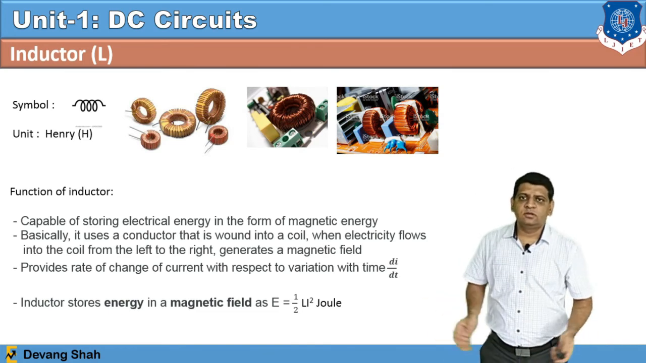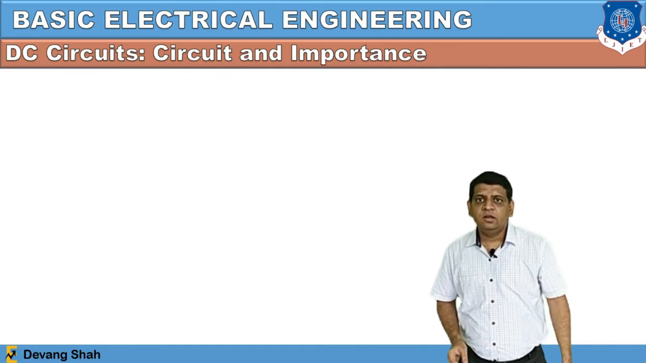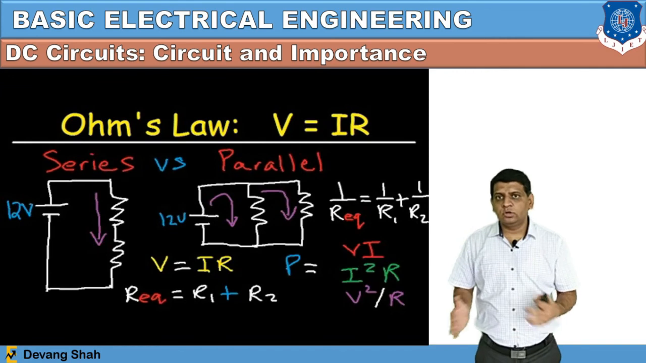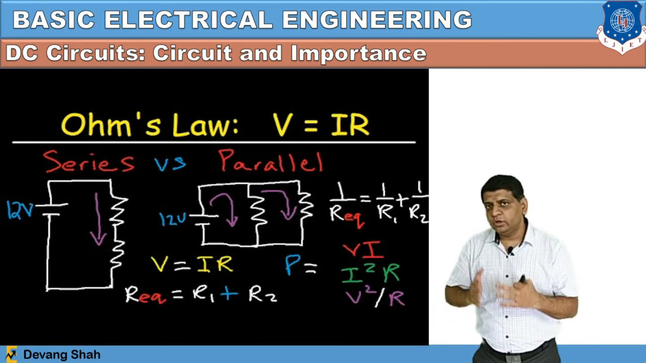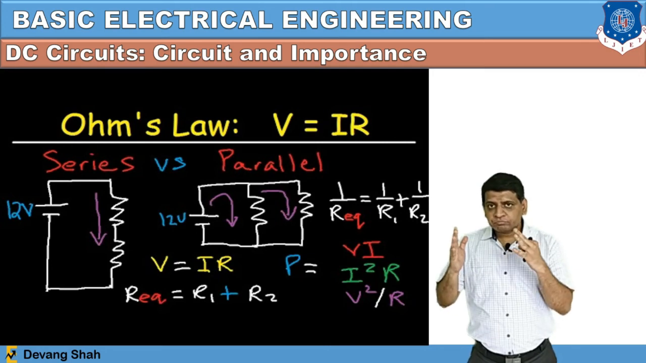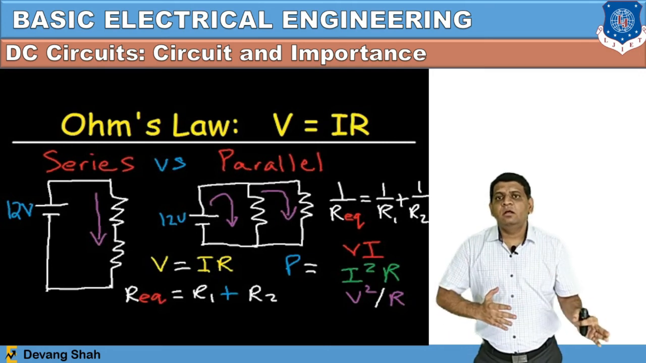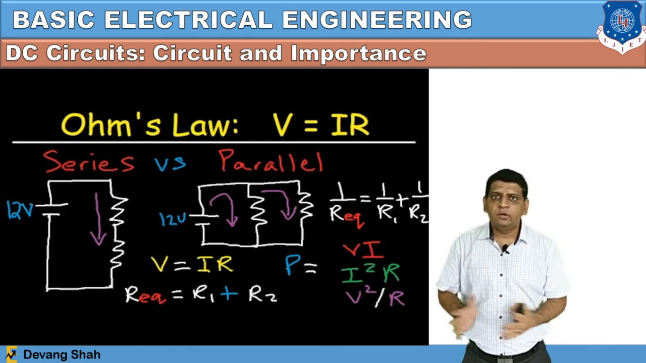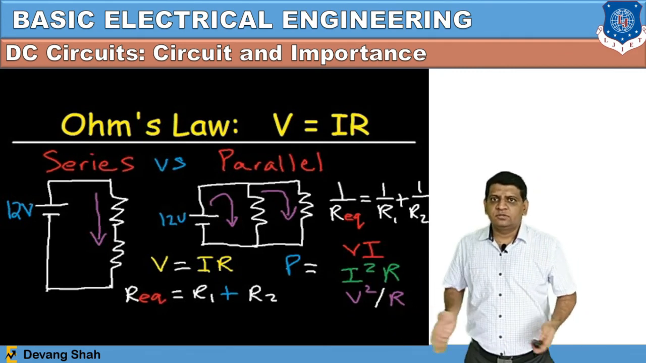Right, so this is about the RLC circuit. Now, if you recap everything, the most important part is Ohm's law, where you find three important equations that give you the relation between voltage, resistance, and current. Based on this, if you learn about series and parallel, you will have the respective equations, right?